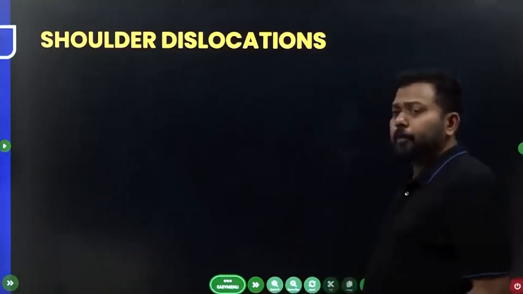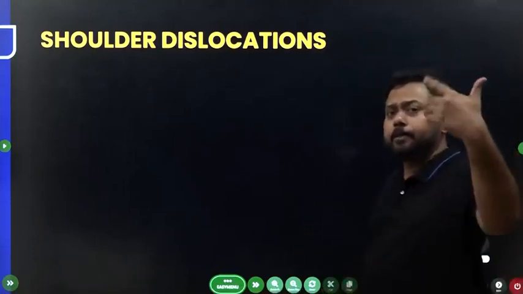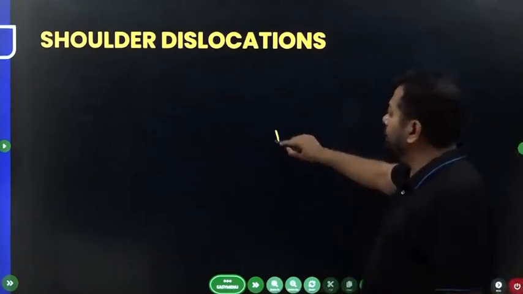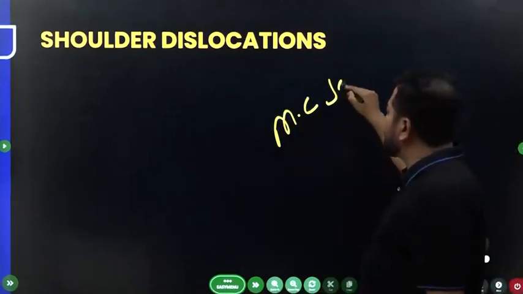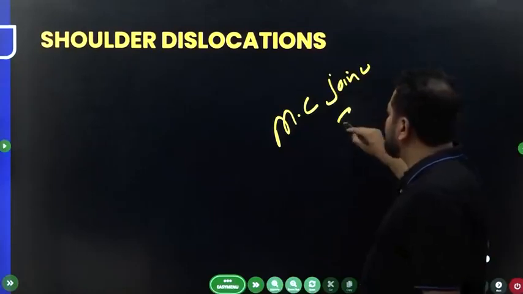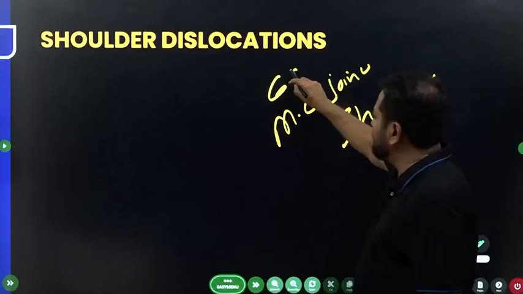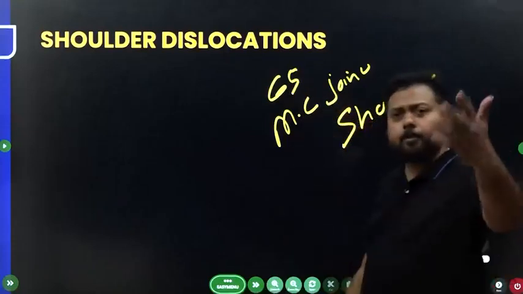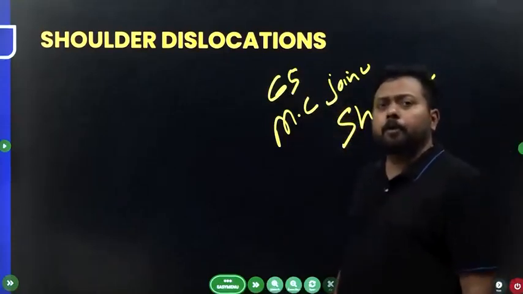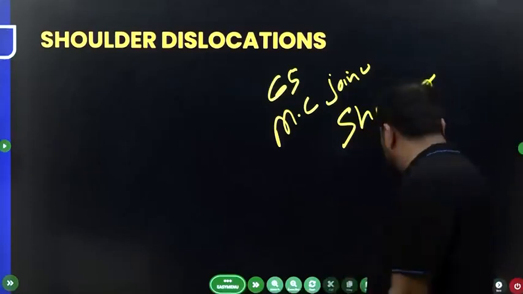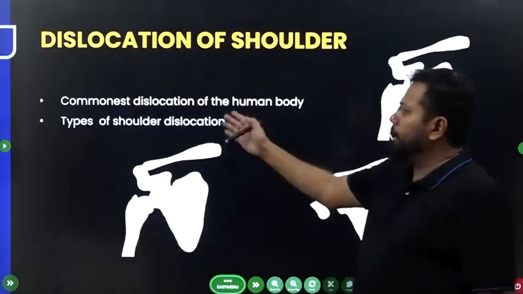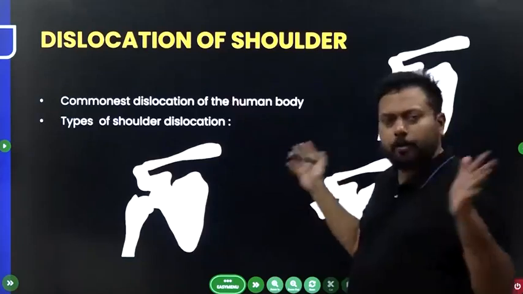Shoulder dislocation. The book says there are 65 major joints in the human body. Most common joint to undergo dislocation is the shoulder. With this introduction, the commonest dislocation of the human body is shoulder dislocation.